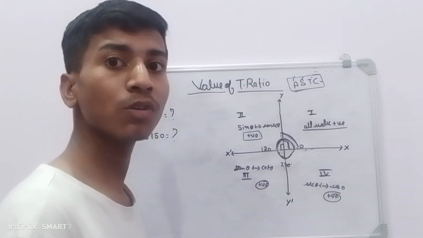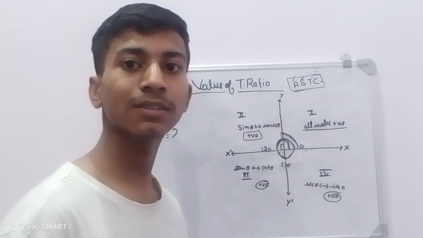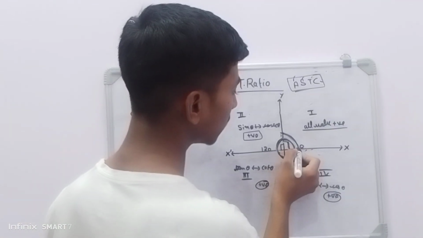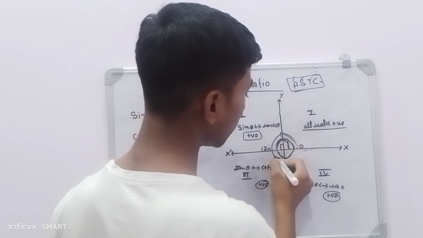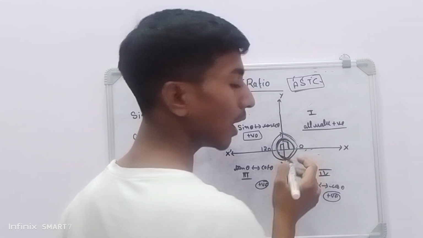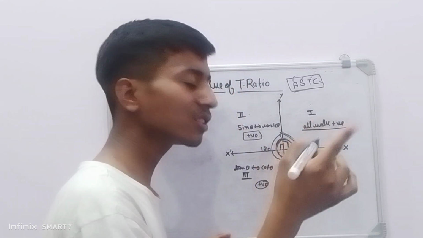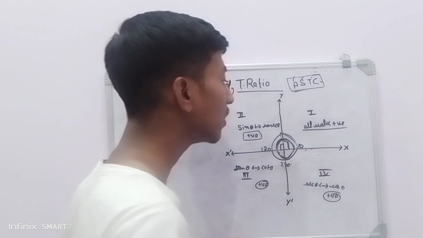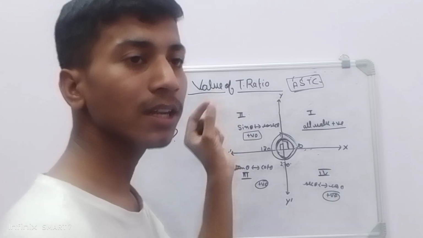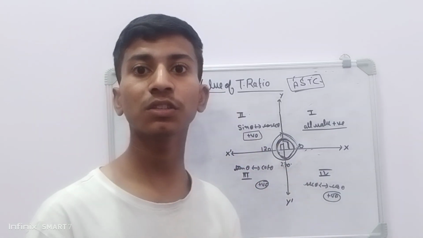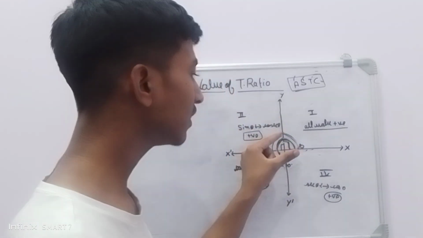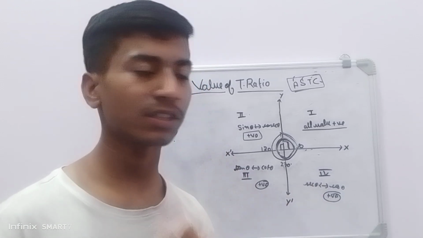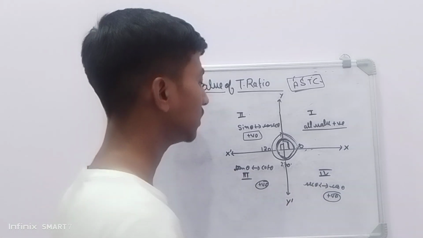If I ask you whether sine 361 will be positive or negative: starting from here, we get 90, 180, 270, 360. I am asking you sine 361. You get a point which is 361, which lies in the first quadrant, and in the first quadrant all the ratios remain positive. So whatever value sine 361 comes to, it remains positive. This is what I want to teach.